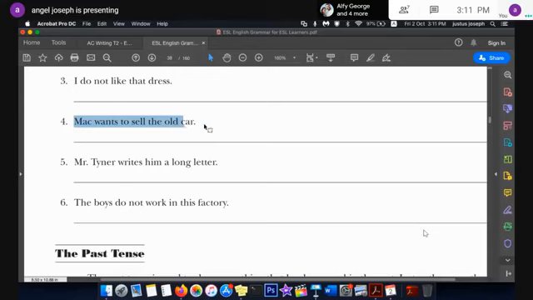Okay, look at this one. Make this into emphatic. The first doubt is, will you use do or does? Here Mac is what? He, she or it? Or is it I? Is it you? What can you substitute for Mac? He. Okay, he does. He does want to sell the old car. Want, not wants, because it's does. He does want to sell the old car.